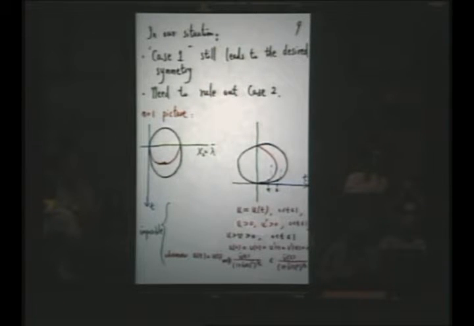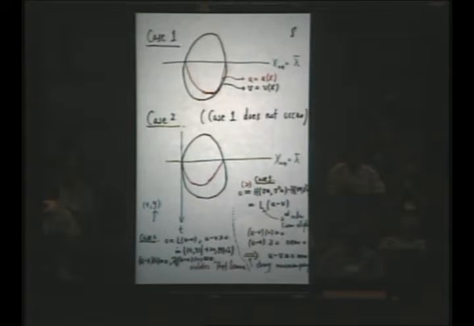So now let's mimic the proof to see whether it can go through. Well, case one still leads to the desired symmetry. The reason is, in our case, the mean curvatures are not equal, but have an order, and this inequality is the order. Well, the strong maximum principle works with that order. You don't have to have equality. Therefore, case one still leads to the symmetry. You don't really have to do further work. It just follows from the same argument as Alexandrov.